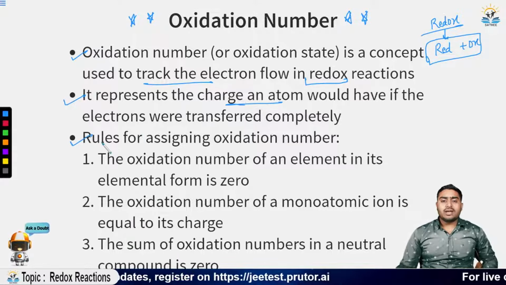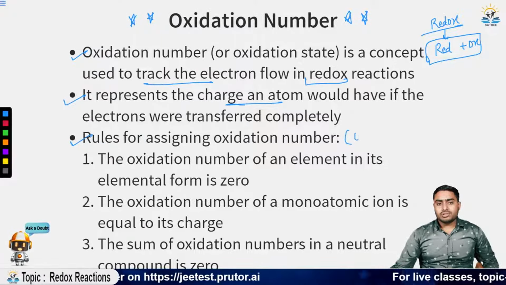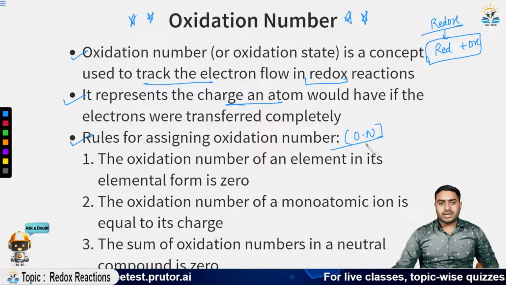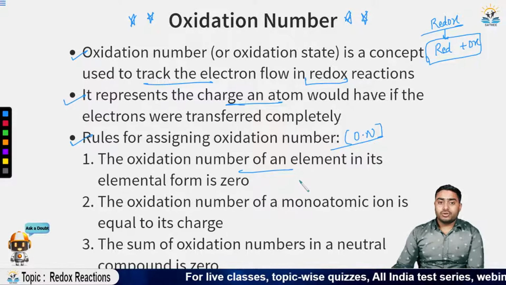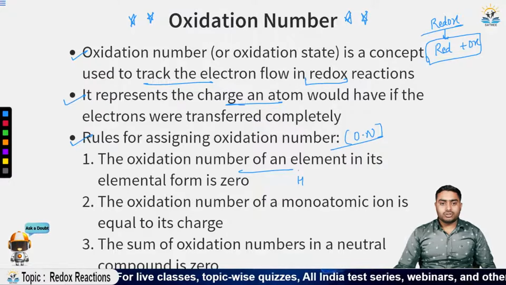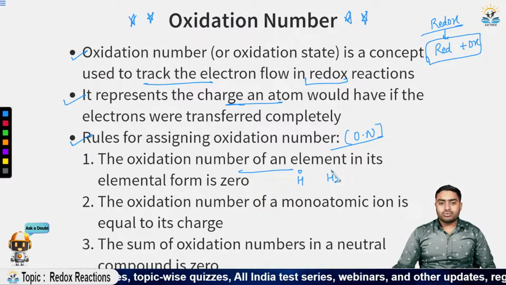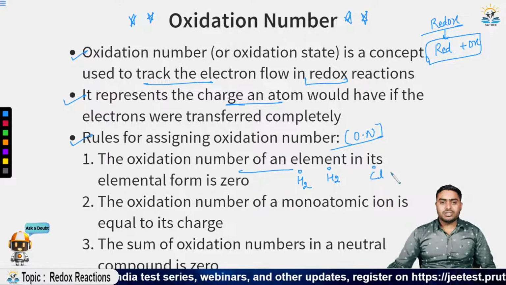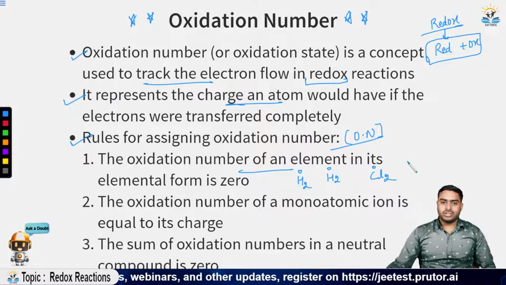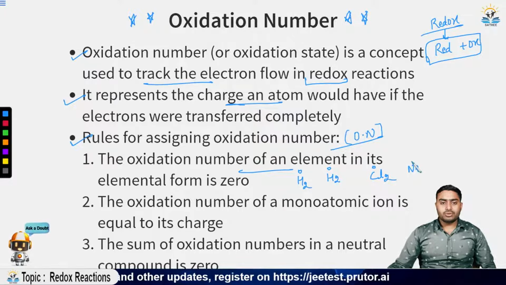Rules for assigning oxidation number. What are the rules for assigning oxidation number? The oxidation number of an element in its elemental form is 0. For example, I am saying only H, so it is 0. H2, it is 0. Cl2, it is 0. Sodium, only sodium, it is 0, like this.